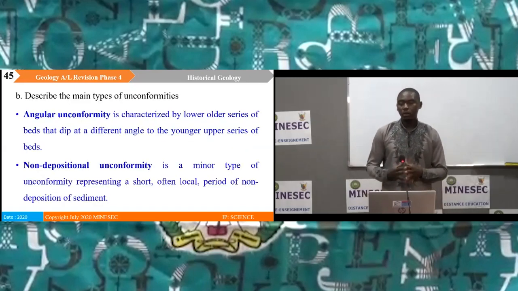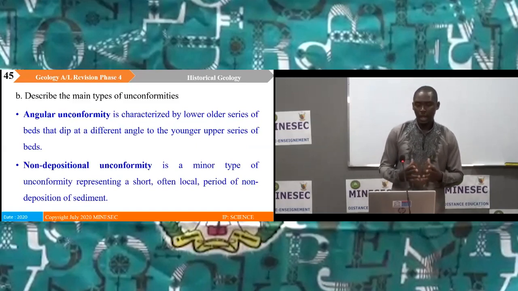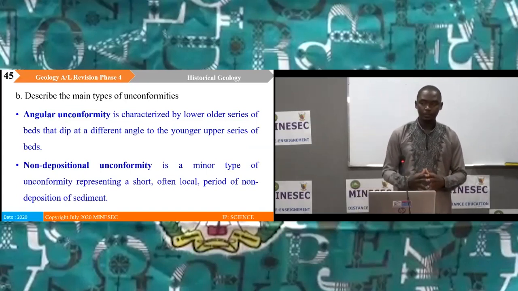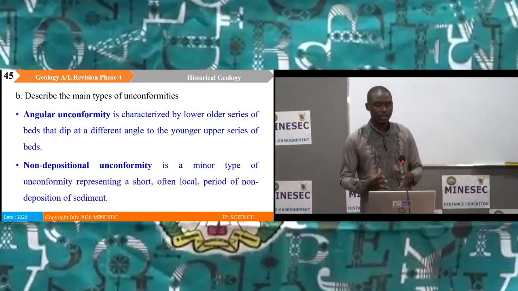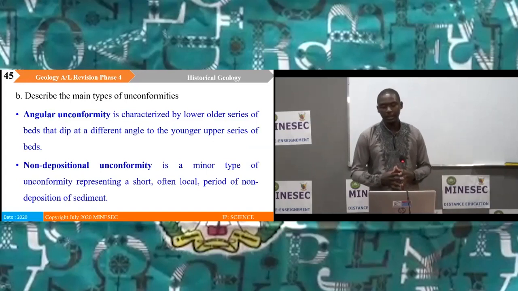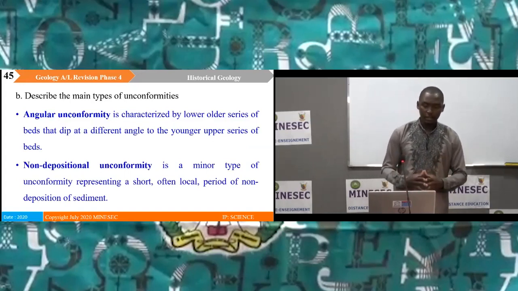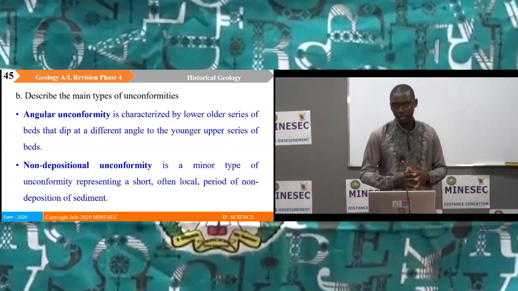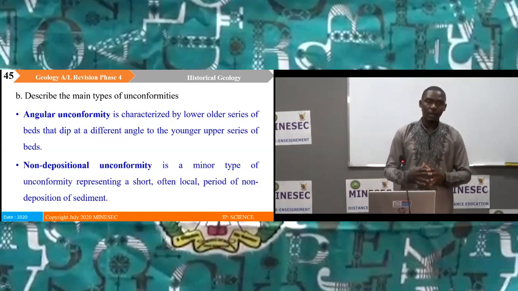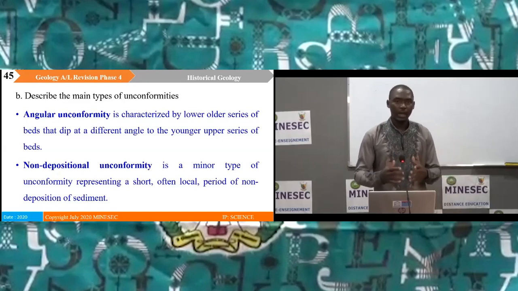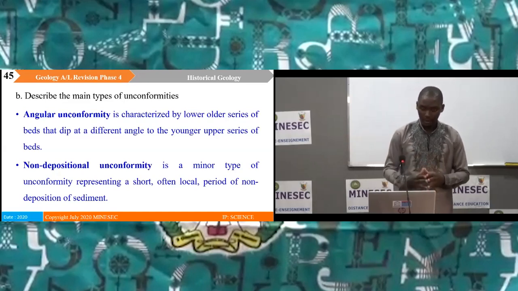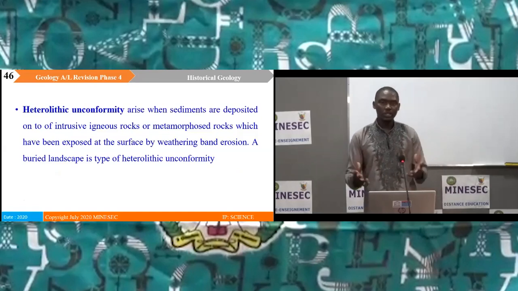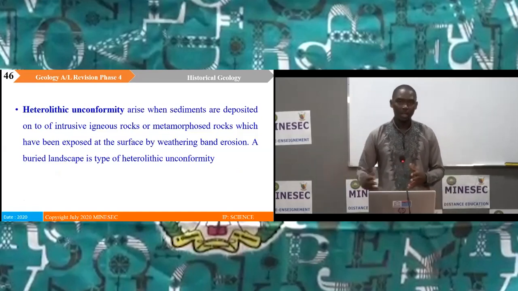Describe the main types of unconformities. Here we have angular unconformity, where one sequence, the older sequence, is folded and the younger sequence is horizontal. We have non-depositional unconformity, characterized by a time period during which no sediment was brought in, or a period of non-deposition. Usually, the two layers separated by such a surface do not succeed one another in a regular time order, as shown by the stratigraphic column. We have heterolithic unconformity, which is the association of sedimentary rocks with igneous or metamorphic varieties.